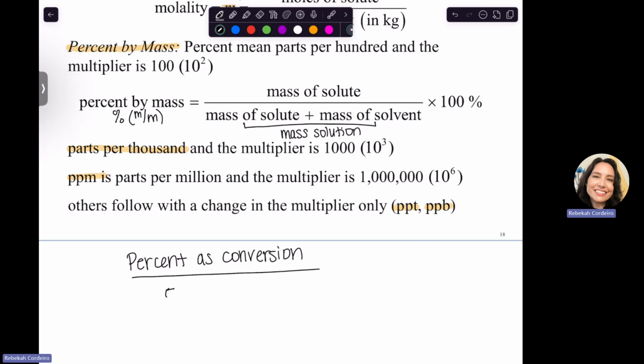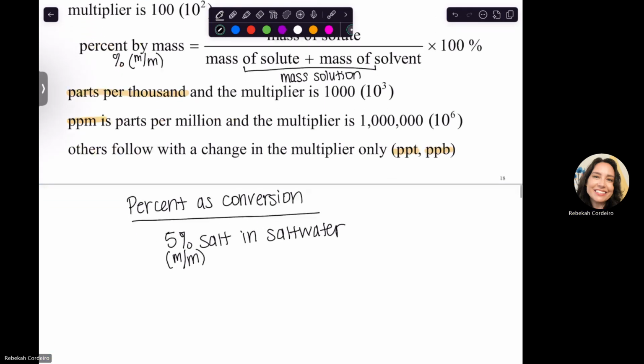If I have 5% salt in salt water, for example, and I said it's 5% mass, so it's a mass percent. If I had 100 grams of salt water, let's think about how many grams of salt that would be.